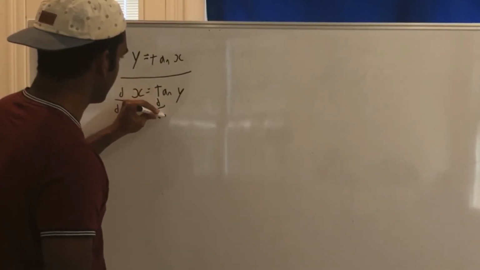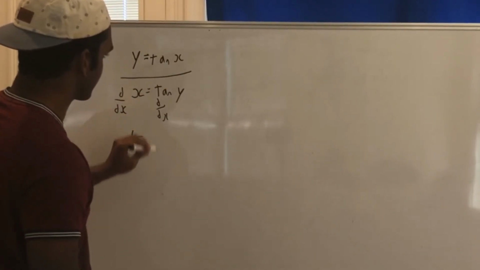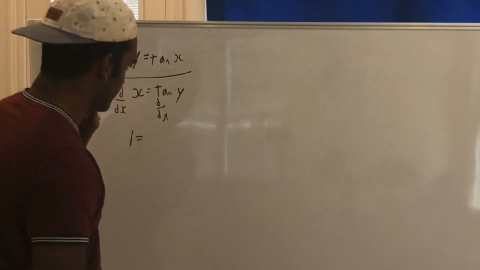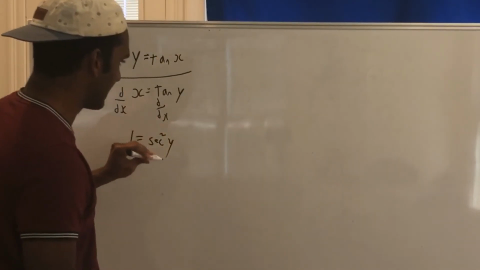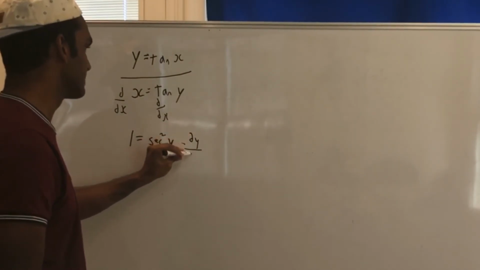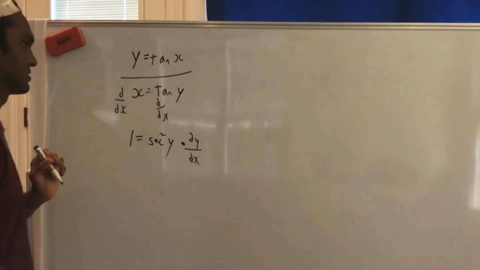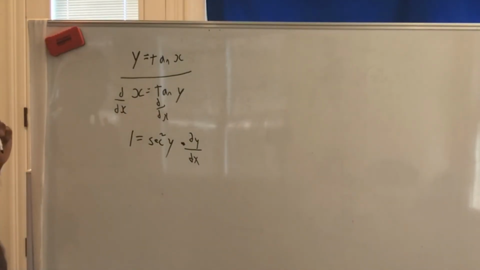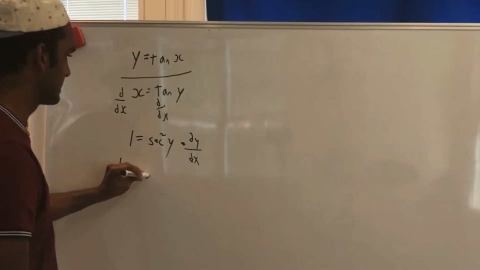And d/dx here, so this just becomes a 1. And then by using the chain rule here, you will get secant squared of y times dy over dx. Precisely, it's just implicit differentiation. Okay, and then with that, dy/dx is just 1 minus secant squared.